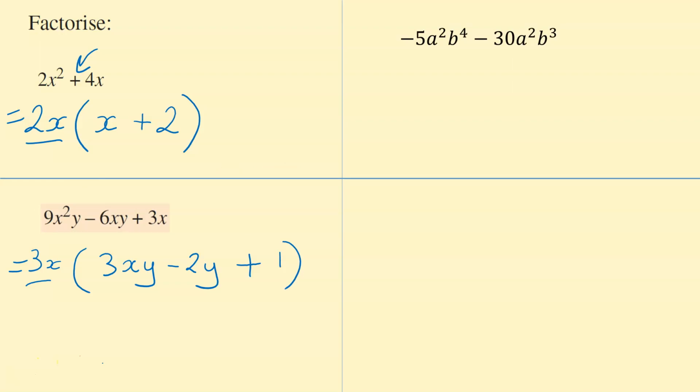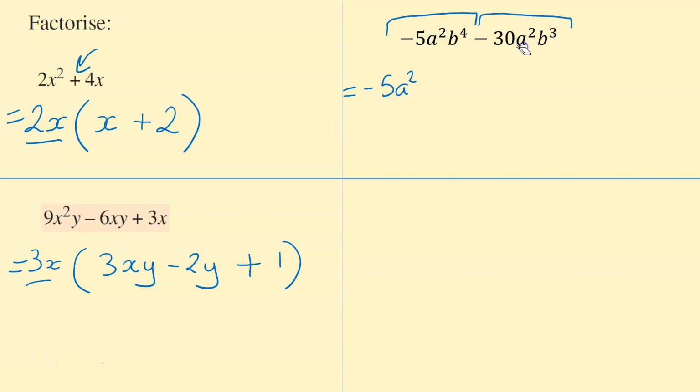Next one. Notice that in the previous one, there was only one negative sign, whereas this one has 2 negative signs. Each term has a negative. And since each term has a negative, that negative also goes all the way to the front. So what are the common factors here? What's the common factor of 5 and 30? Well, it's 5. Let's put it at the front, 5. Let's look at these a's. There's a squared and there's a squared. That's common. That goes to the front as well.